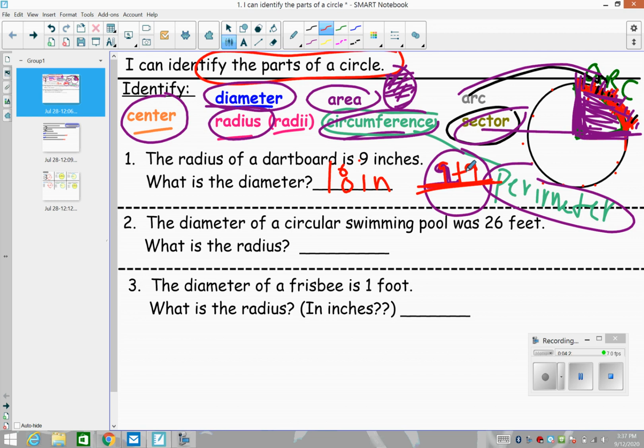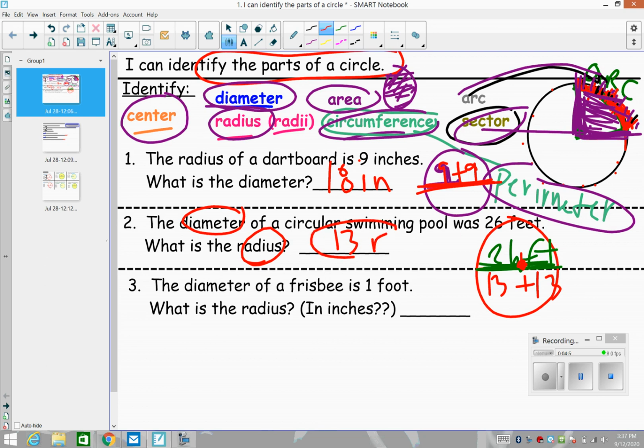Number 2, the diameter of a circular swimming pool was 26 feet. I don't know why it says "was." Maybe the pool's not there anymore. That's the diameter, the line that goes from side to side. It does have to pass through the center to be a diameter. With that being said, what's the radius? Well, the radius would be 13, because 13 plus 13 gives us the entire line across. This is known as the radius of the circle. 13 is the radius.